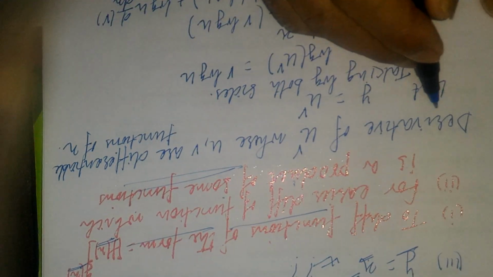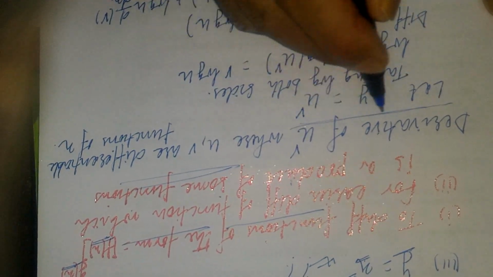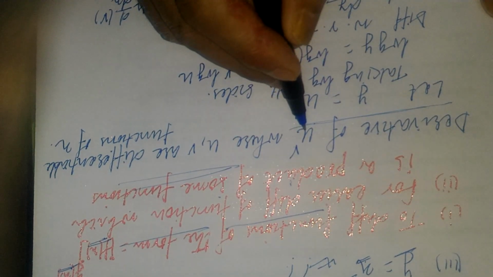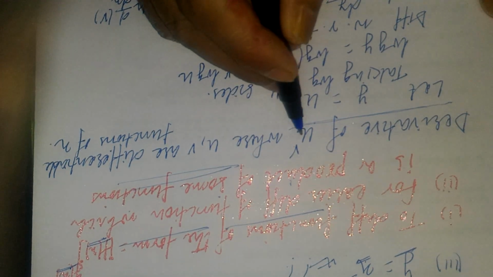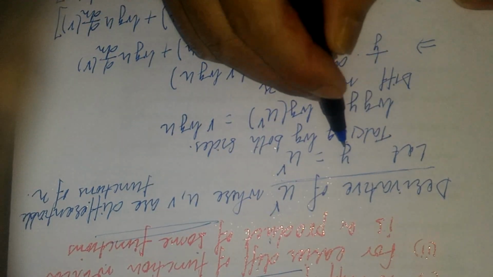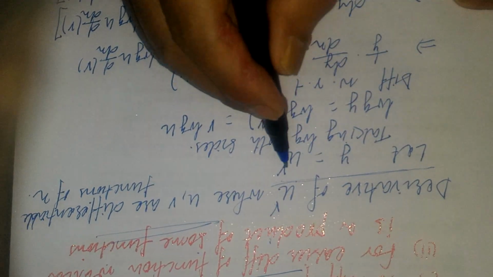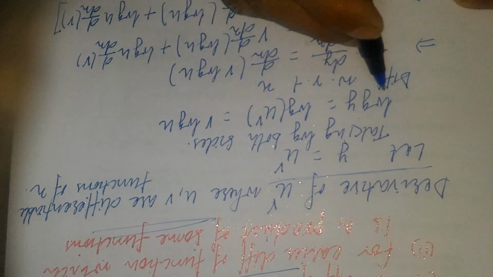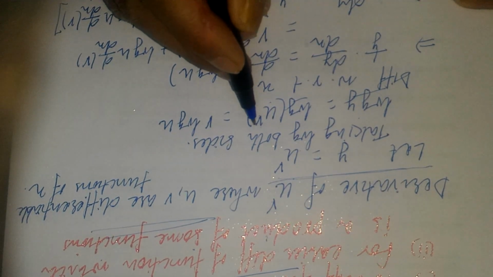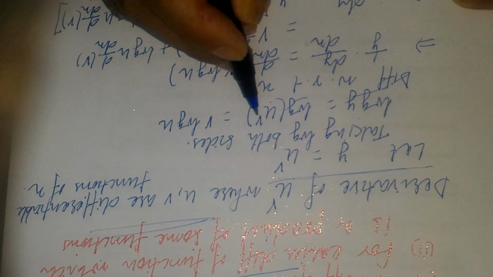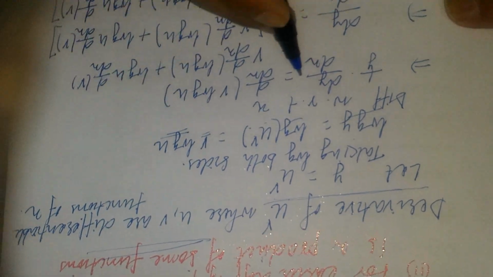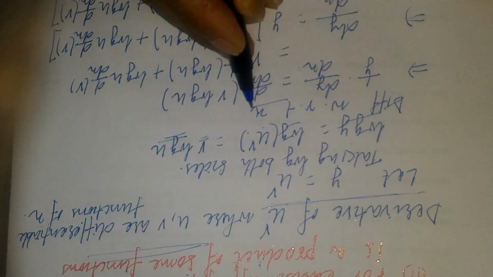Now, how do we find the derivative? If you have a function of the type u to the power v, where the base is a differentiable function of x and the power is also a differentiable function of x, we assume y is equal to u to the power v and take log on both sides. Log of y equals log of u to the power v, and by applying the property log m to the power n, we can write this as v log u. Now we'll differentiate with respect to x.